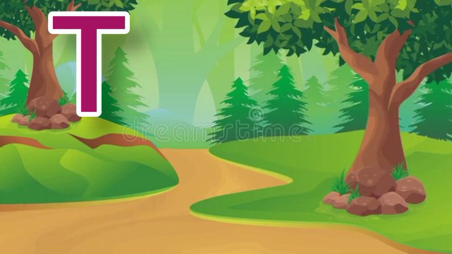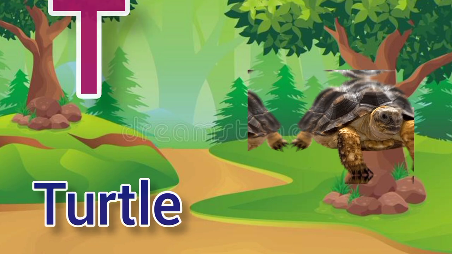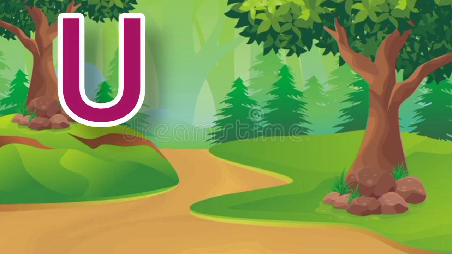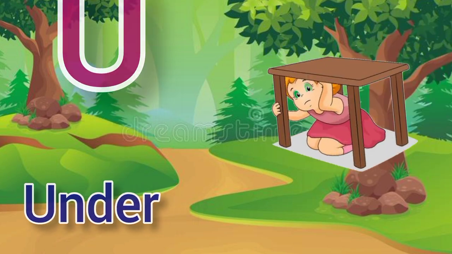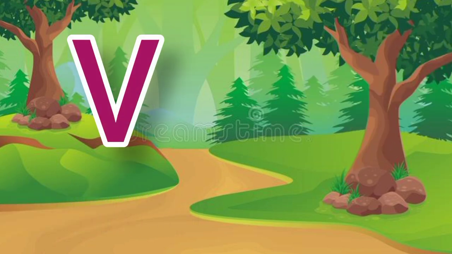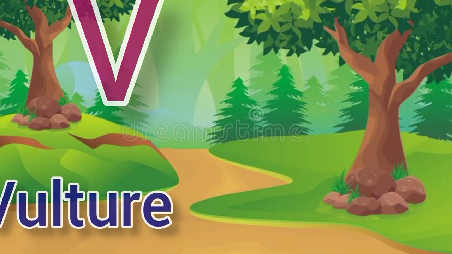T. T for turtle. Turtle means kachua. U. U for under. Under means niche. V. V for vulture. Vulture means gid.